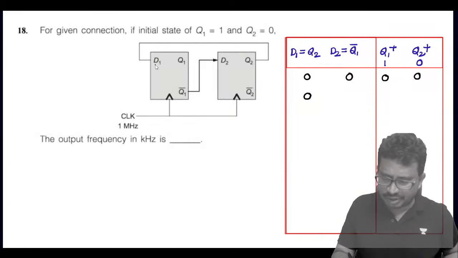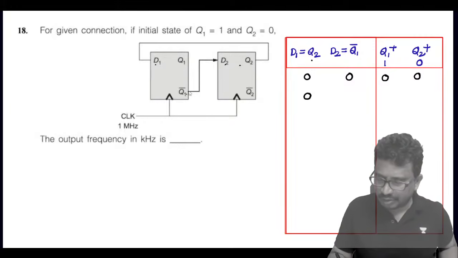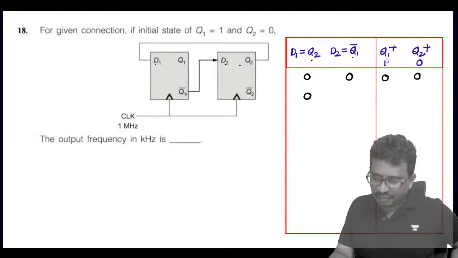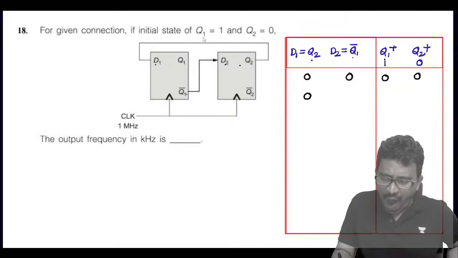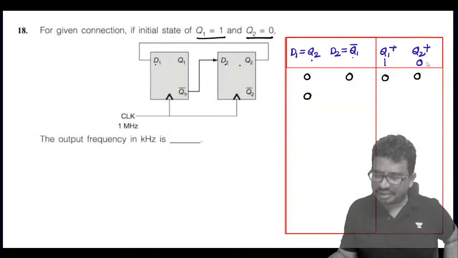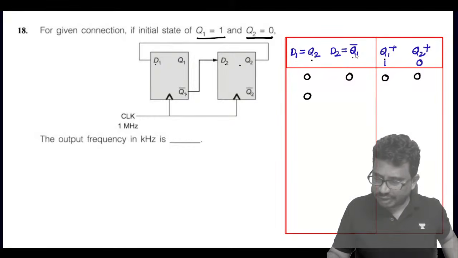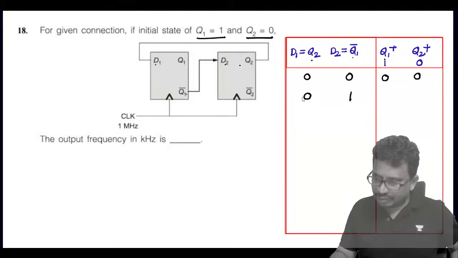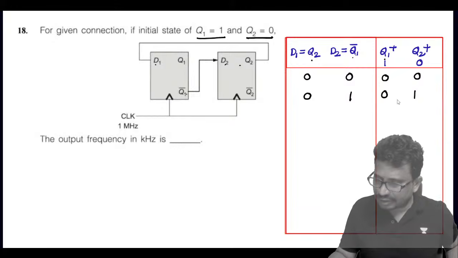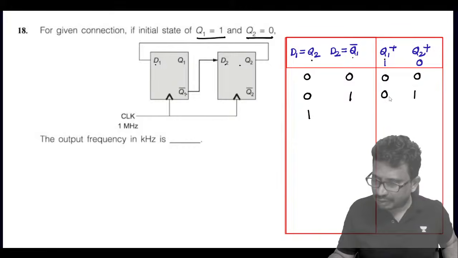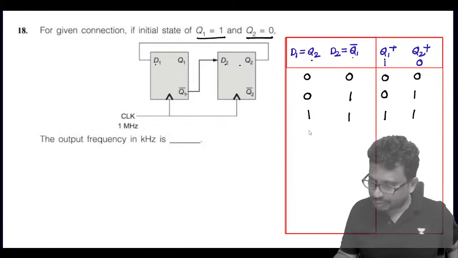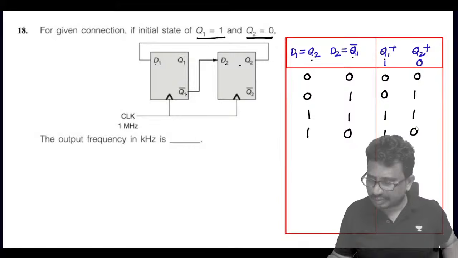See the circuit now here. D1 is equal to Q2. D2 equal to Q1 bar. And Q1 plus 1 and this is 0. Yes, correct. Q1 bar means 0, so this is 1. So 0, then it is 0 only, and this is 1. Q2, this is 1. Q1 bar, so this is 1 and 1. Next Q2, this is 1 and 0, so this 1 will come as 0.